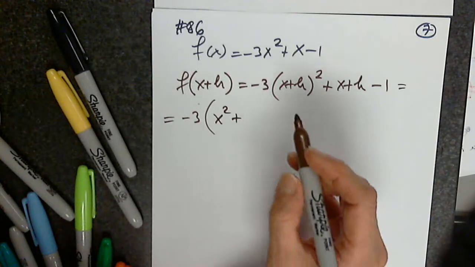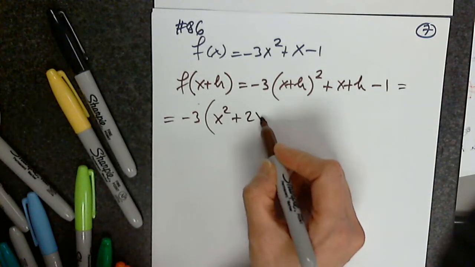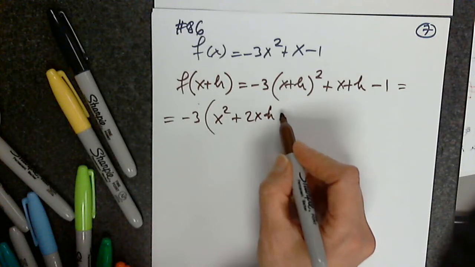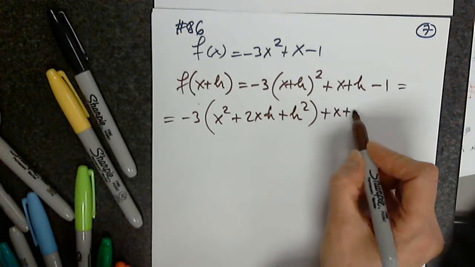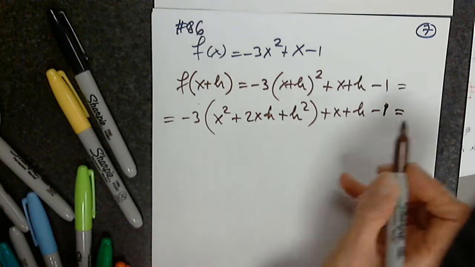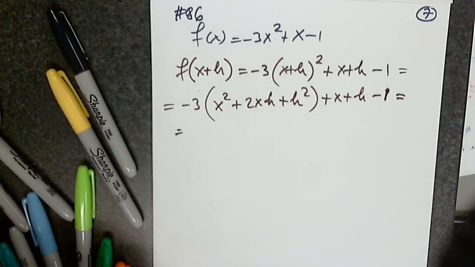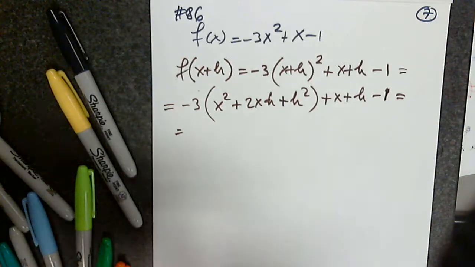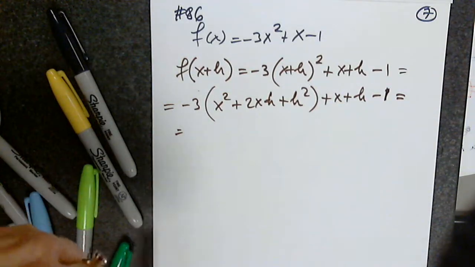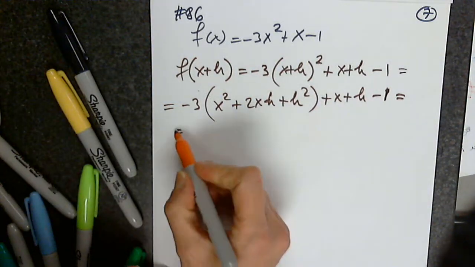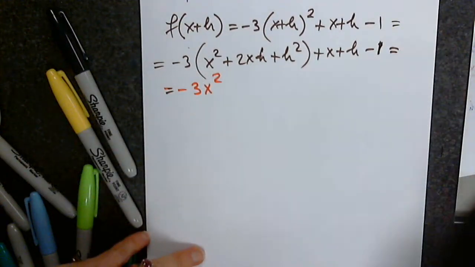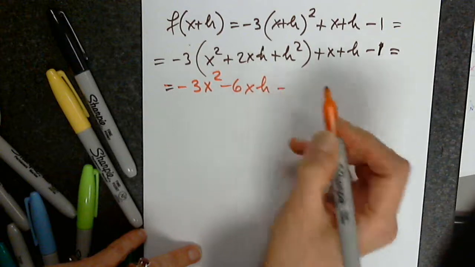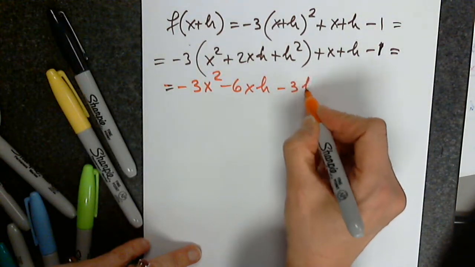x squared plus, very good, plus h squared plus x plus h minus 1. Very good. Now we have to distribute negative 3. Can anyone dictate when we distribute negative 3? Yes? Very good. 3h squared.